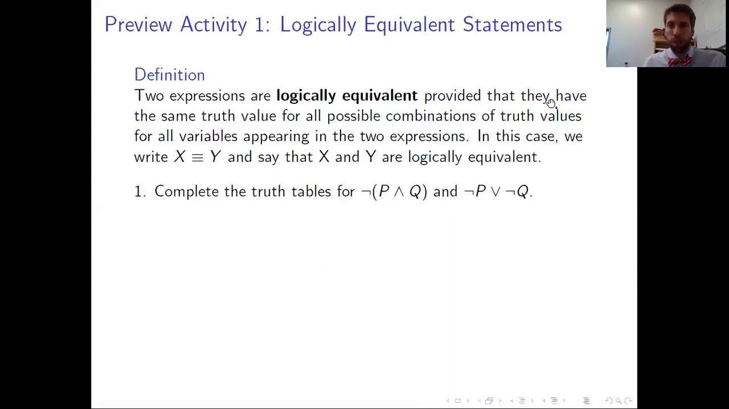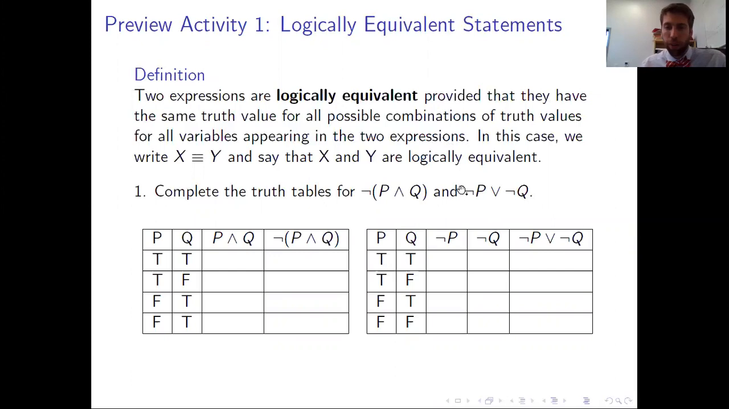So this preview activity begins with a definition. Logically equivalent means they have the same truth value for all possible combinations. And so we write the triple line. Instead of equality, we write triple line, which is equivalence. We say they're logically equivalent. So let's complete the truth tables for not (P and Q) and for not P or not Q.